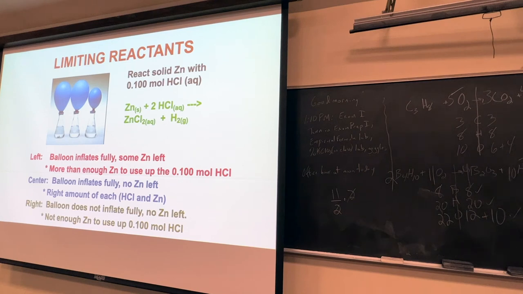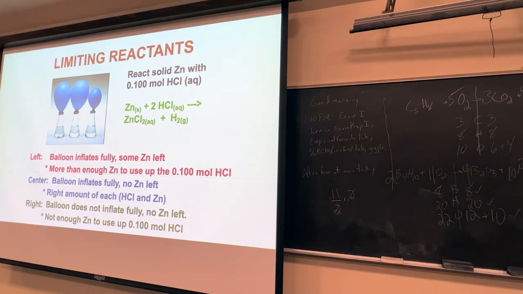So what in this reaction happened? The middle one is the exact correct amounts. You had just enough zinc for that amount of HCl. And all the zinc reacted, all the HCl reacted and made the big balloon, good to go. On the left side, you had an excess of zinc. You can see the zinc is left over, so it's definitely the excess. And the balloon represents the HCl, made just as much balloon as the middle one did. So the HCl was the limiting reactant here, all right? It made the total big balloon, and there was still zinc left over.